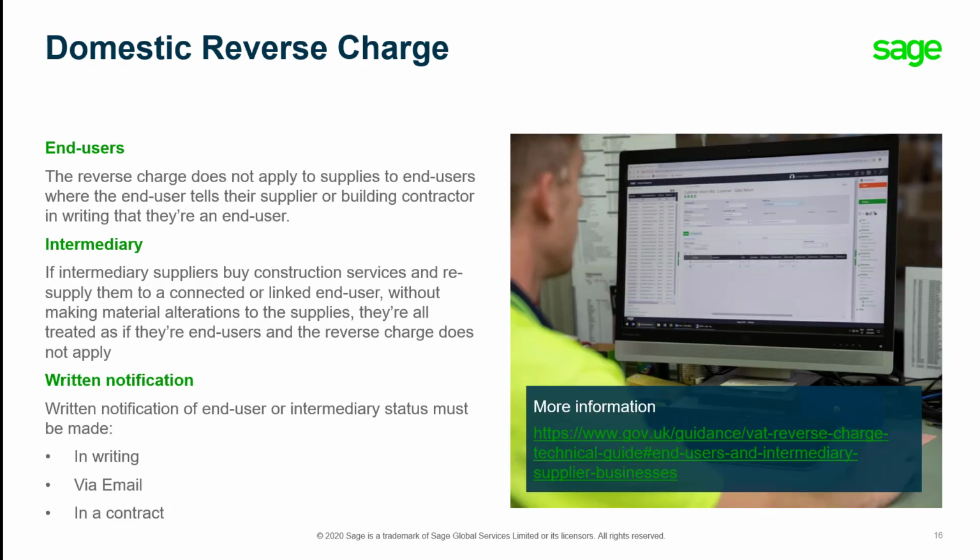So reverse charge doesn't apply to supplies to end users or intermediary suppliers. They are considered the end of the chain and normal VAT rules must apply. Communication must be made and it must be in a written notification of end user or intermediary status. And this can be made in writing, via email, or in a formal contract. This was previously considered desirable, but is now a requirement, and this came into effect in June 2020.